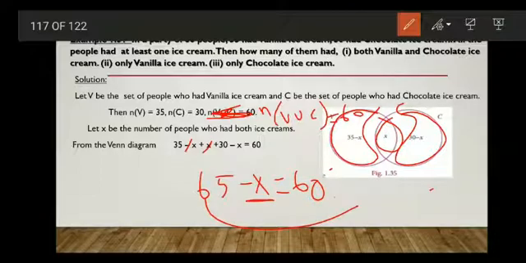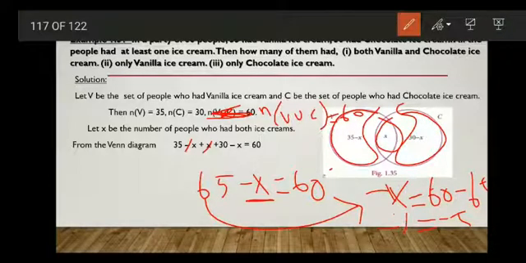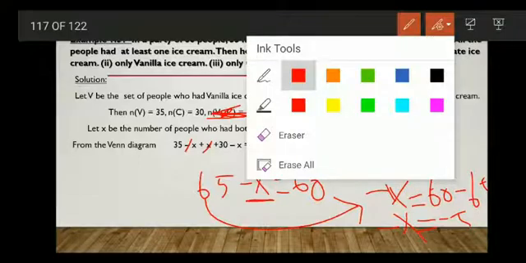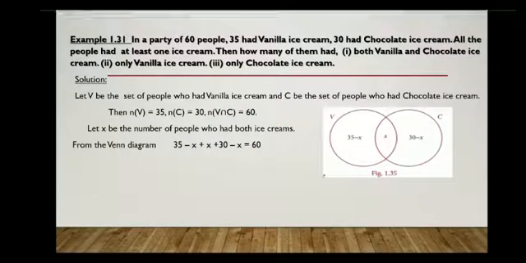So take this 65 to this side. This will be minus X is equal to 60 minus 65. 60 minus 65 is minus 5. Minus X is equal to minus 5. X is equal to 5. Okay. So X is equal to 5. We have the value of X.